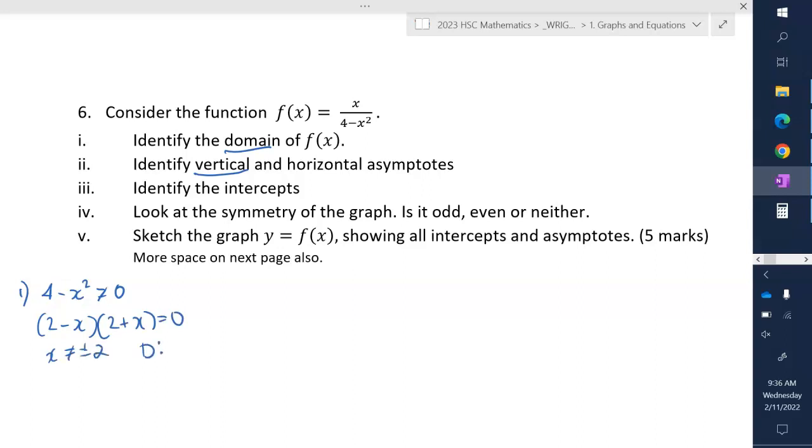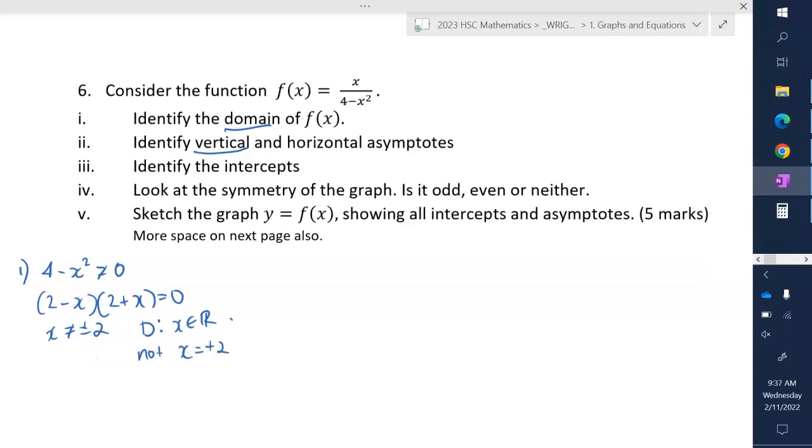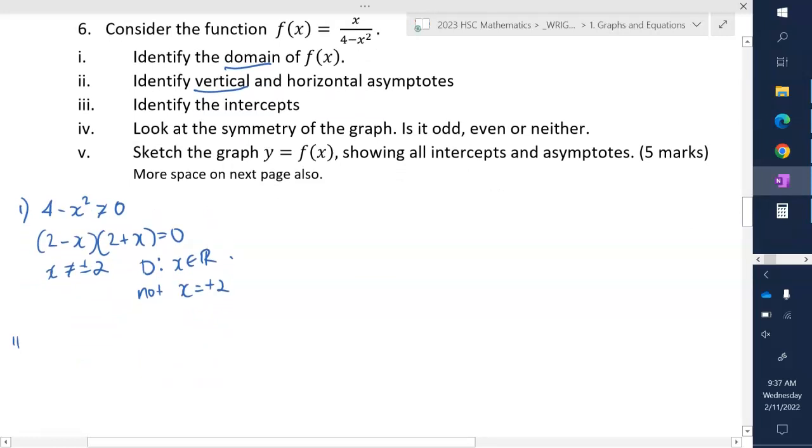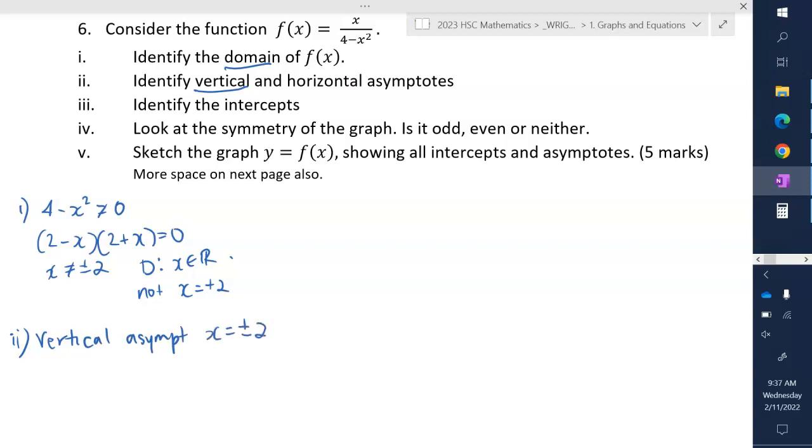So x can't equal plus or minus 2. So our domain is going to be all real x except x is not equal to plus or minus 2. Part 2. Identify the vertical and horizontal asymptotes. So our vertical asymptotes are our x values, and we've just found those up here. So vertical asymptotes at x is plus or minus 2.